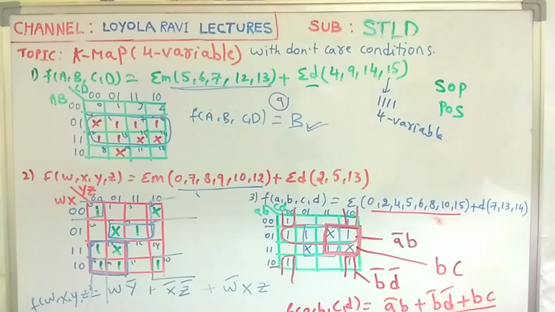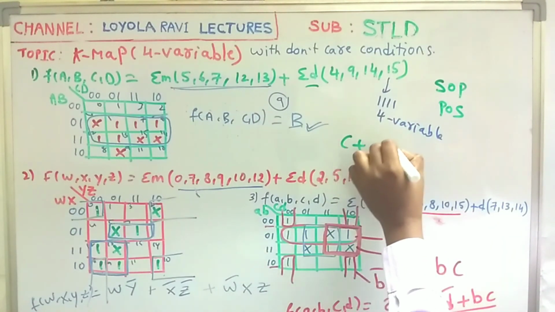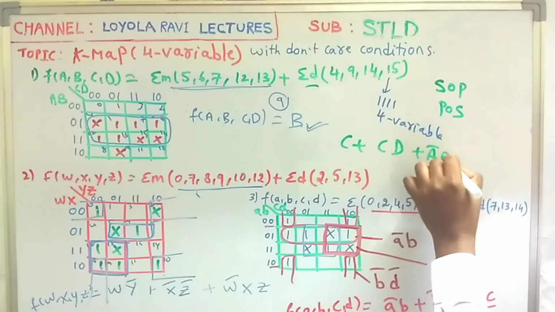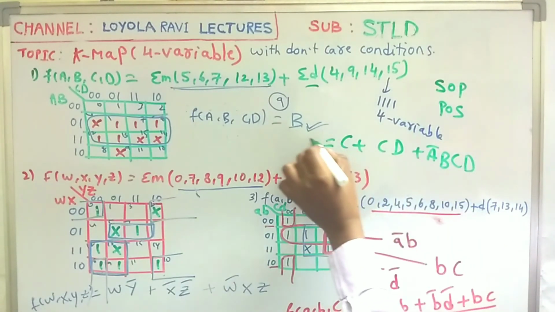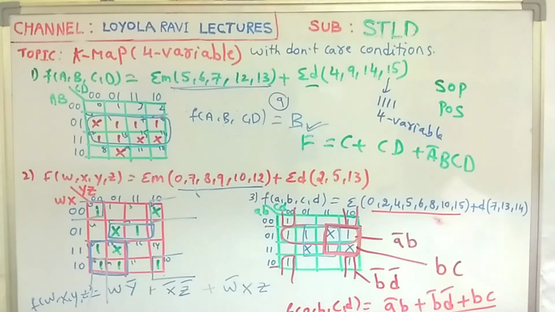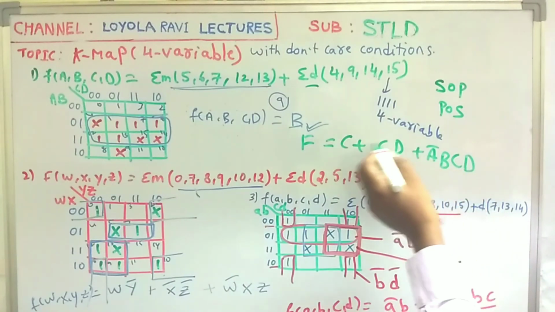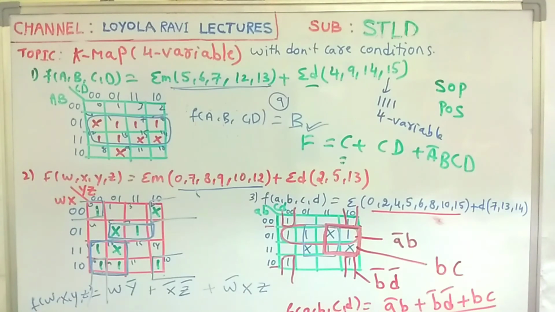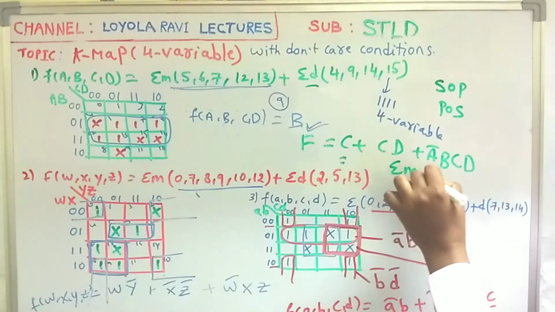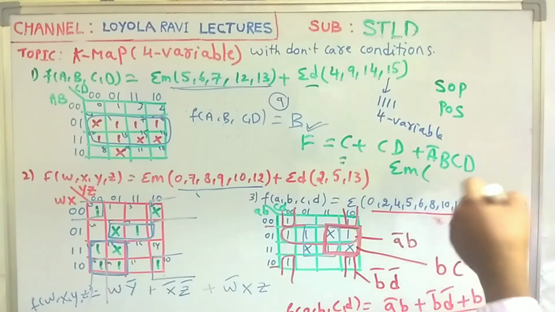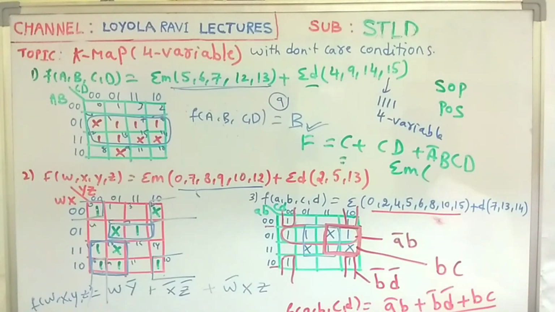For example, he may give an expression like C plus CD plus A bar BCD as an example. Simplify using K-map, like that he may ask. Then you can convert this into canonical form. This is a standard form. You can convert into sum of min terms form. Then you may write one expression sigma m of all those min terms. Then that one you can simplify using K-map.